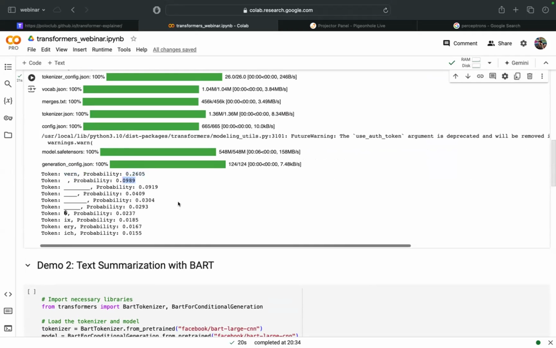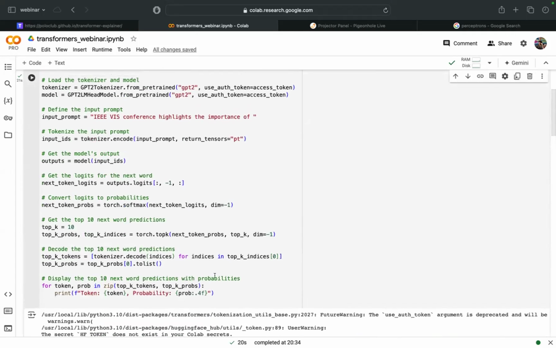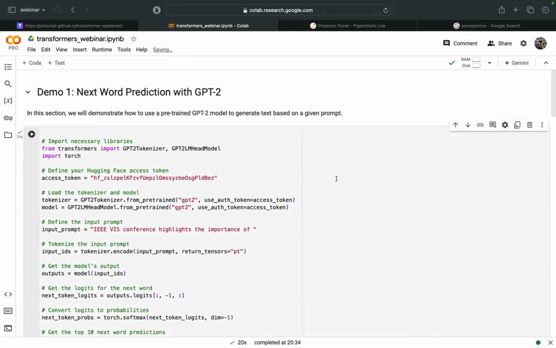Of course, it varies depending on the model weights and how it is trained, and what data it was trained on. You can try this out. I've shared the Colab notebook in the chat. Yep, that's all.